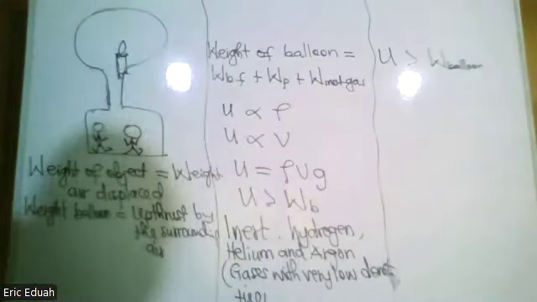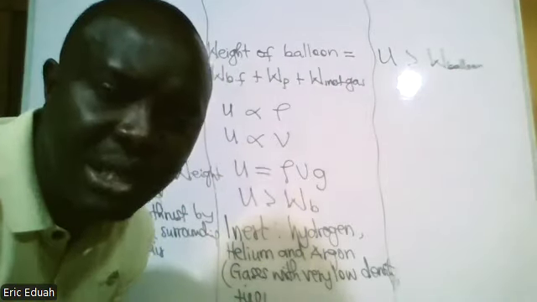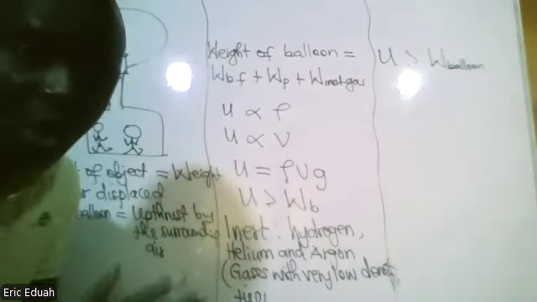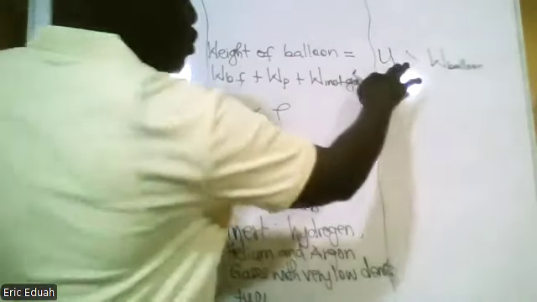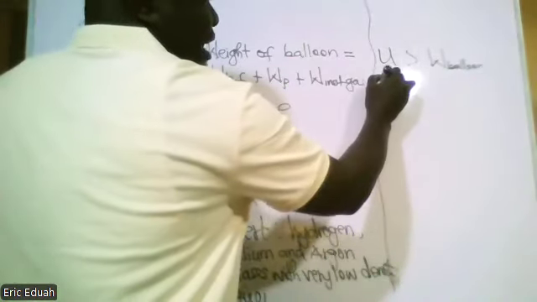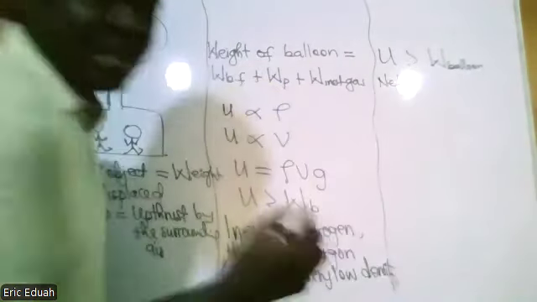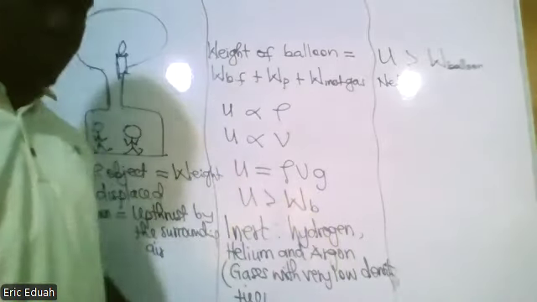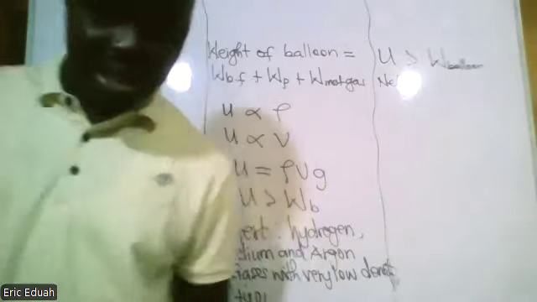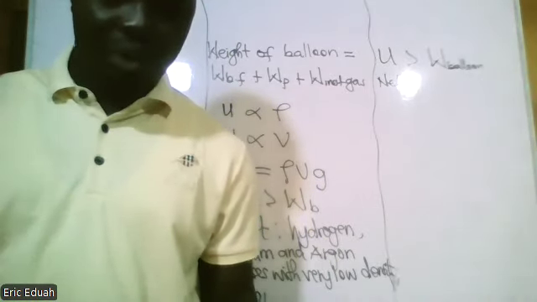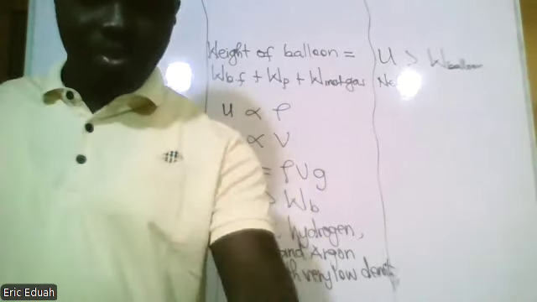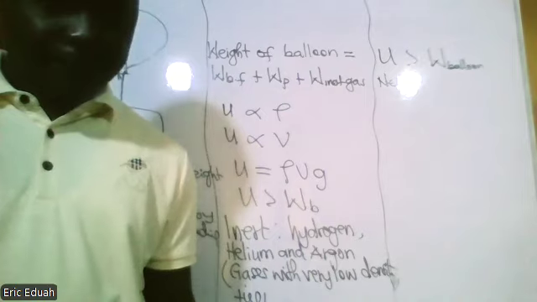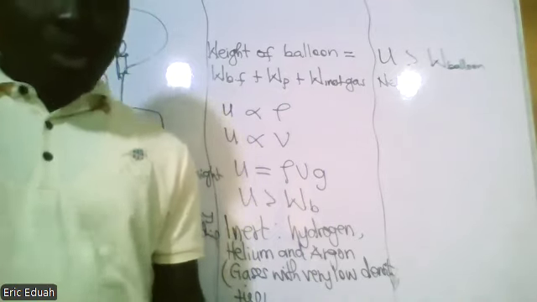Then a body always accelerates when there is a resultant force or a net force. So because U is greater than this, there will be a net force between the two, and there will be vertical acceleration of the balloon. Please, if you have any question, ask before we continue. Any question? Any question here? All right.